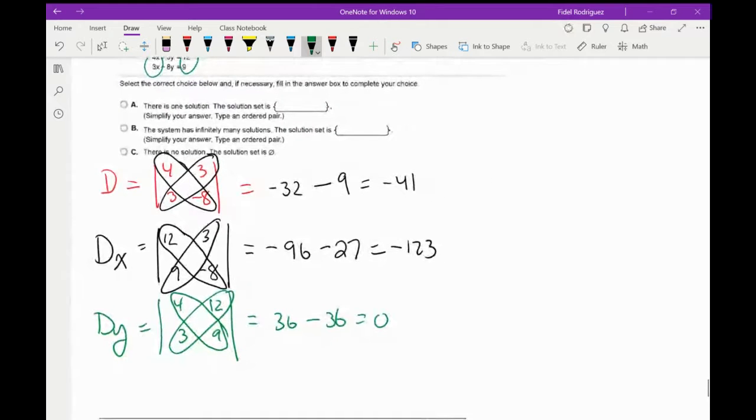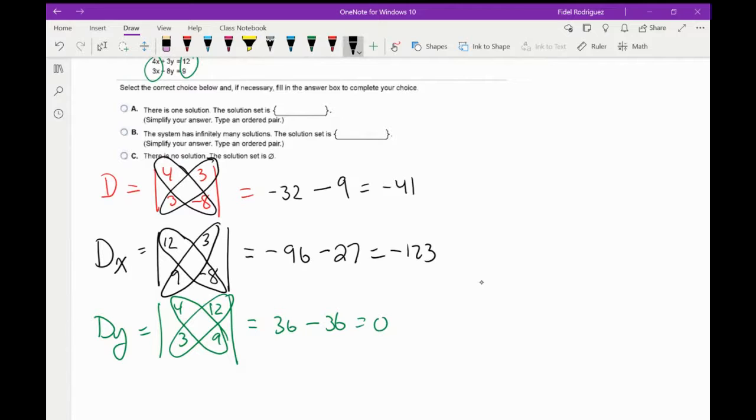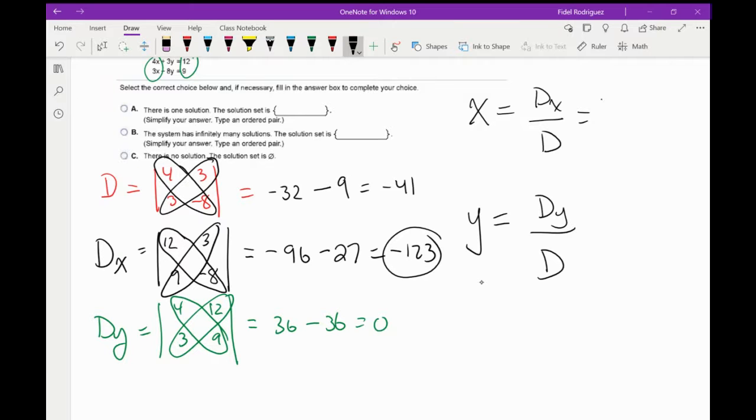And so the formula says the way we're going to find our x value is we're going to take the dx number and divide it by d. And the way we're going to find our y value is we're going to take the dy number and divide it by d. So the dx number we came up with was -123 over -41. That should just give me +3. The dy number we came up with was 0 over -41, which is still 0.